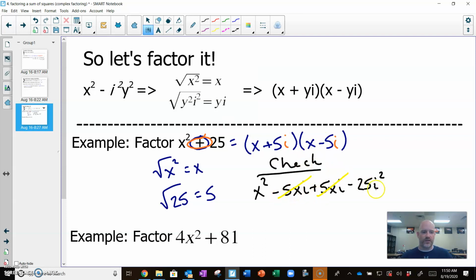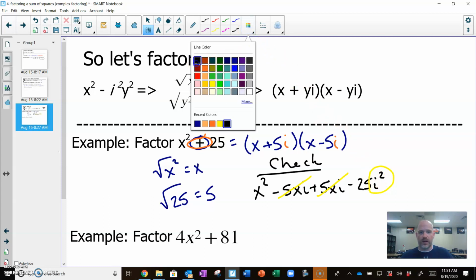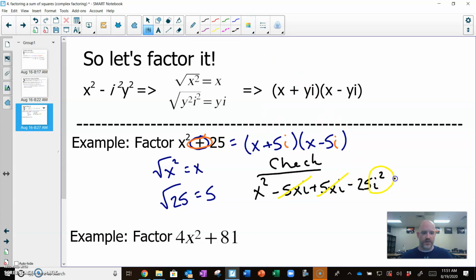Okay? So, remembering what we remember about conjugates and imaginary numbers, okay, positive 5i and negative 5i, those are inverses, and they undo each other. What is this i squared going to turn into? A negative 1. What's negative 25 times negative 1? A positive 25. So this is going to simplify to just x squared plus 25. Okay? So it does in fact work.